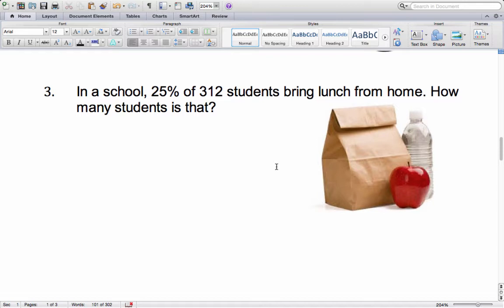In a school, 25% of 312 students bring lunch from home. How many students is that? All right, well, let's look at this. I'm going to copy this and just take the math out. So it's really just saying 25% of 312.